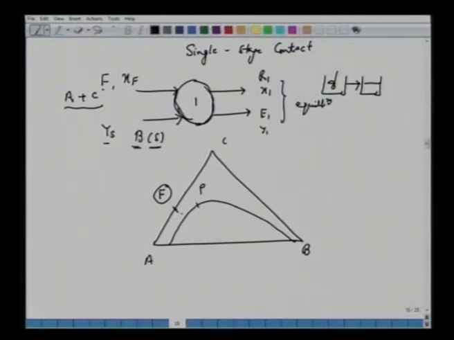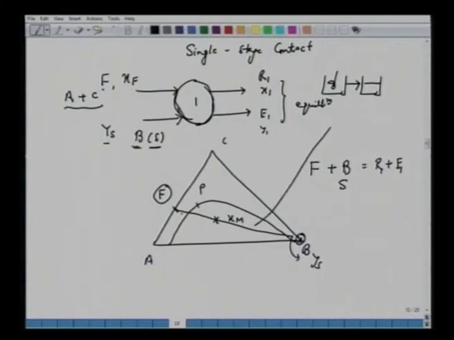Now we add the solvent. We want to remove the C from this. We can add a pure solvent, 100%, or we can have some small amount of solvent, Ys. So that possibility is also there. So now I have added these two, stirred them, and then allowed them to settle. First thing is that if you connect this straight line, the mixture has to fall on this, because it's a mixing rule. F plus B equals R plus E, all right, or F plus solvent equals R plus E. You have R1, E1 and S. So you get XM. This is the first unit operation for this.